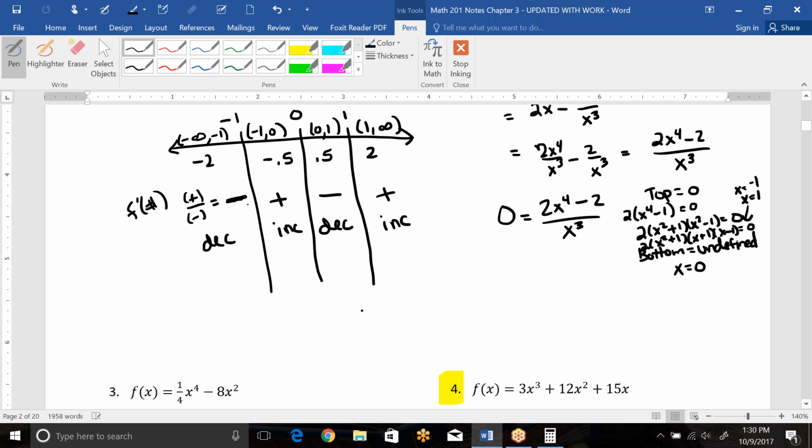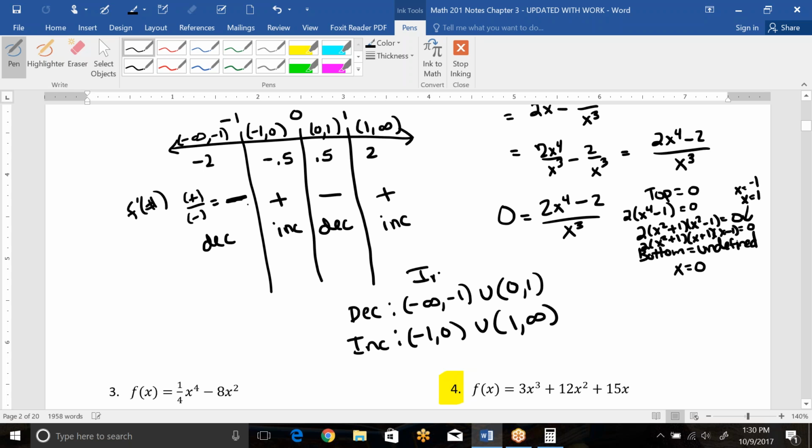So if we had to answer where are we decreasing and where are we increasing, we're decreasing on negative infinity to negative 1, unioned with 0 to 1. I'm just grabbing those from the columns. We are increasing from negative 1 to 0, unioned with 1 to infinity. So these are intervals.